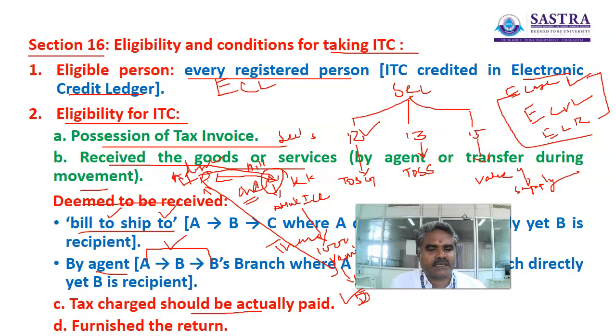Tax invoice will speak about our ITC, because invoice is the authenticated proof. Tax invoice is very, very important. We will discuss it later. What is a tax invoice? What contents are included, when and how it has to be prepared.